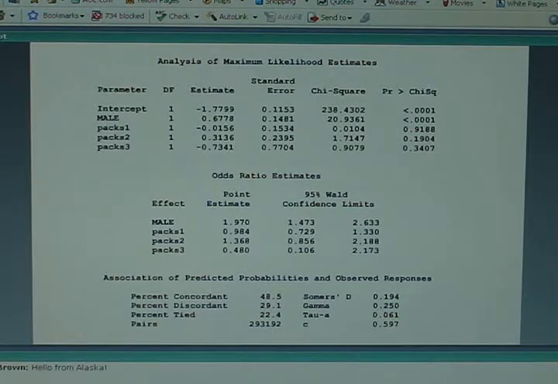And you can go one step further. You can take the coefficient of male, the 0.6778, and turn it into an odds ratio. Take e to the 0.677, you get an odds ratio of 1.97. So you can conclude now that the odds of developing coronary heart disease for a male is almost twice as much as it is for a female after you control for smoking as a categorical variable, represented as 3 indicator variables. And you can build a confidence interval around that odds ratio, going from about 1.5 up to about 2.6.